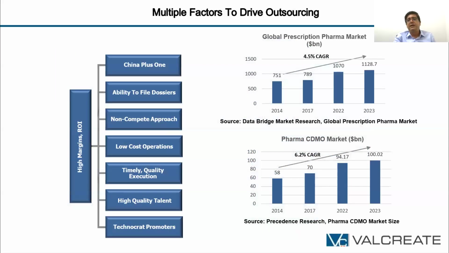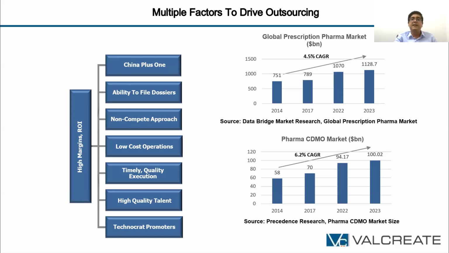What is driving outsourcing? Again, China plus one. Indian companies have the ability to file dossiers. Indians are English speaking, so they can easily file dossiers. That advantage China doesn't have. China does not respect IPRs, patents, as India does. We also have a non-compete approach, which means that we do not launch the same products in their market which we are researching in India. We have low-cost operations. We have the ability to timely execute and deliver high-quality products to them. We have access to high-quality talent as education and institutes thrive in India. We can get high-quality talent in this sector.